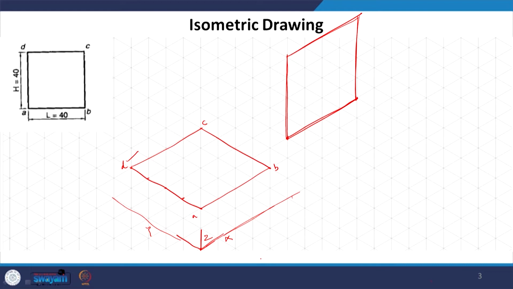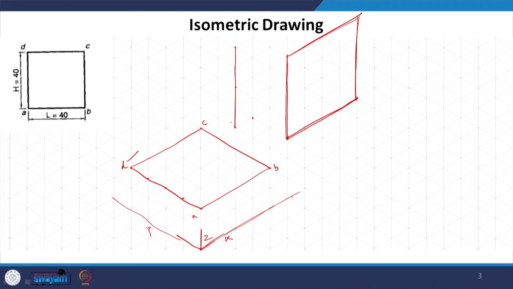This is another condition. The same square could be kept in such a way that it is perpendicular to the xy plane and it is parallel to xz plane. There could be another condition where this plane is perpendicular to xy, but it is parallel to yz. So we have z and this is y here.